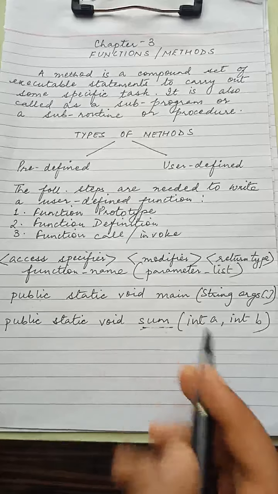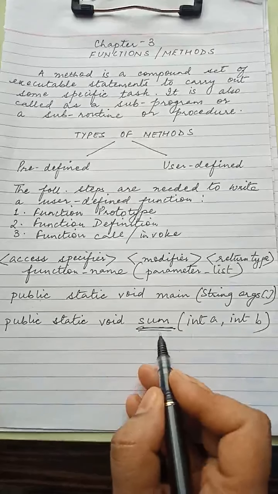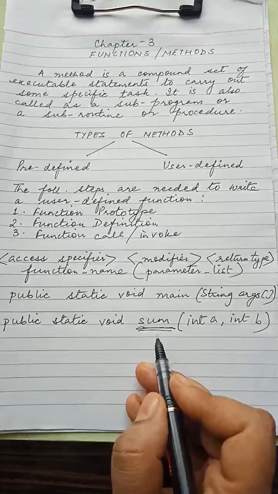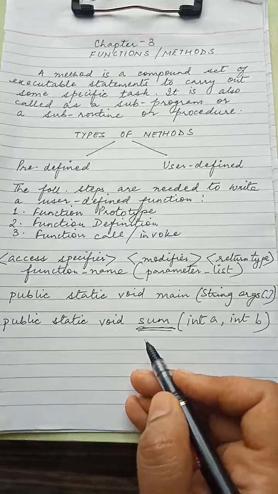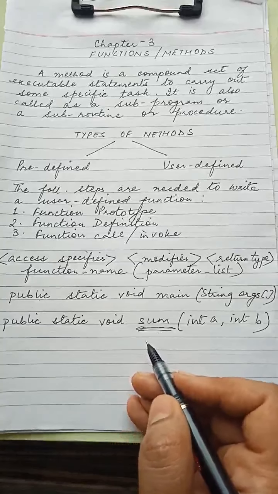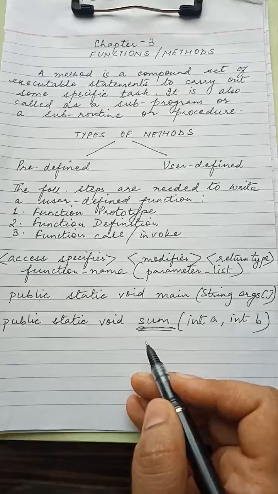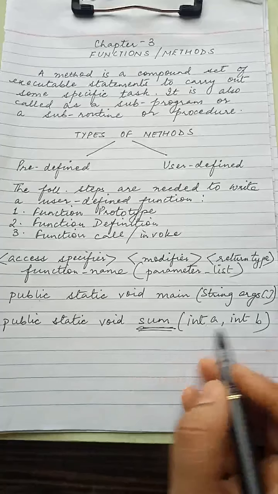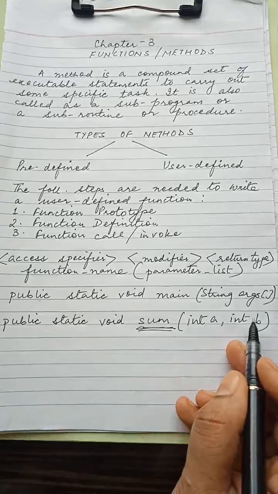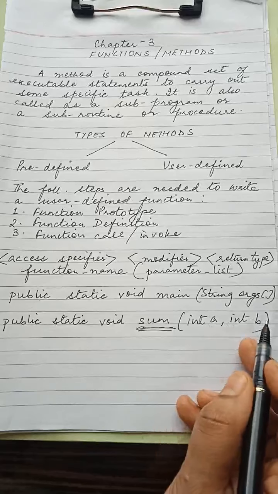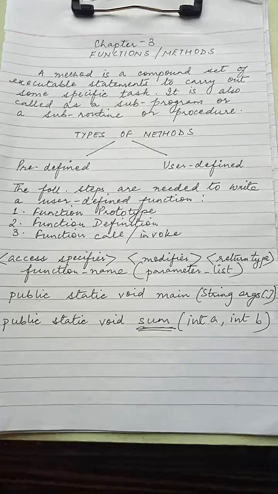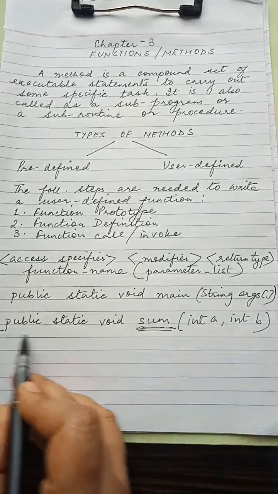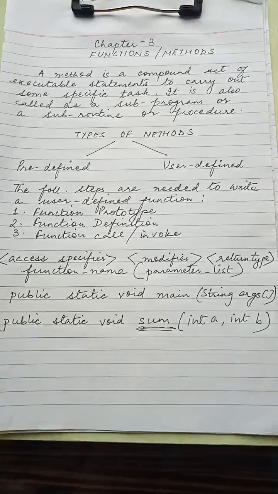Now this sum is the function name. It cannot be a name of a predefined function. It cannot be a keyword. It has to be a user defined name which follows all the rules of identifiers. Okay, and these are the parameters which we are passing here. I will tell you how parameters are passed, what is the use of parameters. Till now you just understand that this whole statement is known as the function prototype. The first statement of every function is the prototype.